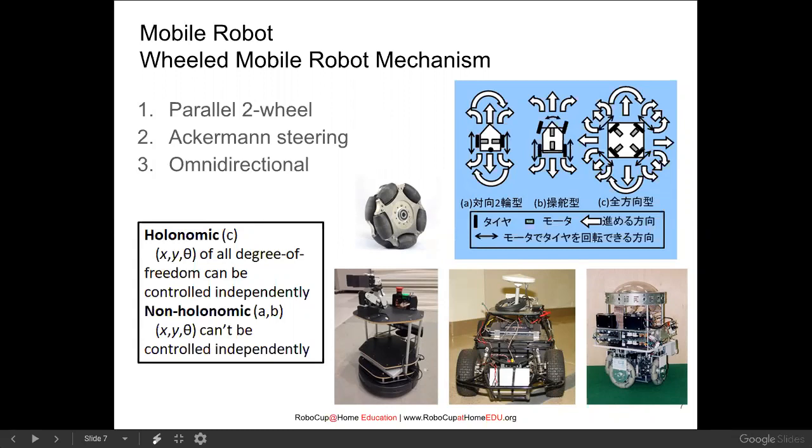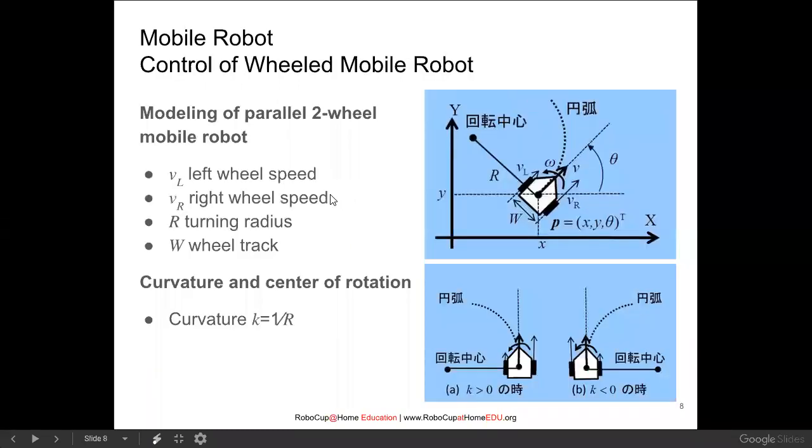And why I spend time to explain this is because we need to know the model in order for us to calculate the odometry. So what is the odometry? I take the example of a parallel two-wheel, okay, because that is actually the model I use for the robot that we developed all this time, which is a robot base. And most floor cleaning robots are designed based on this mechanism.